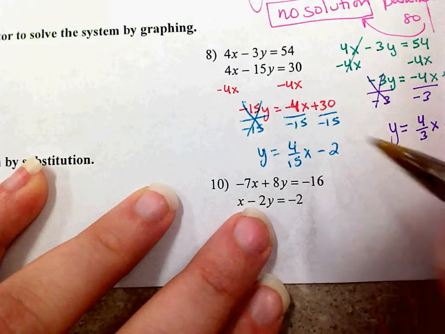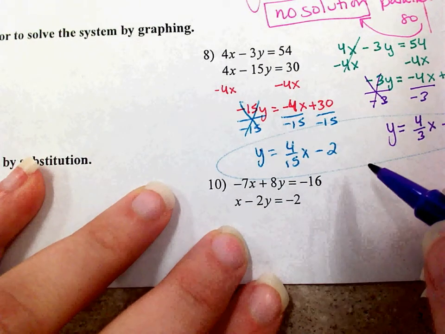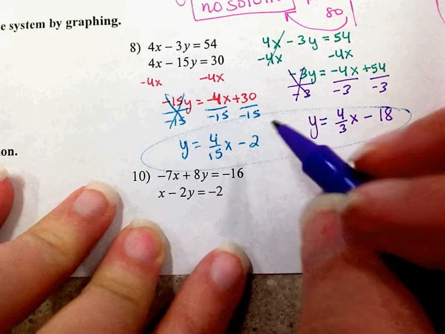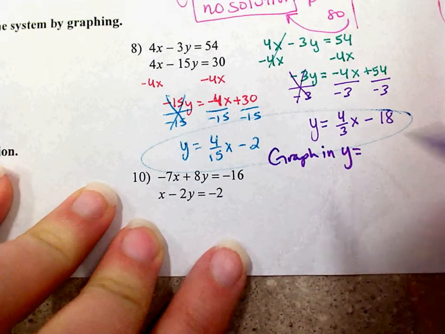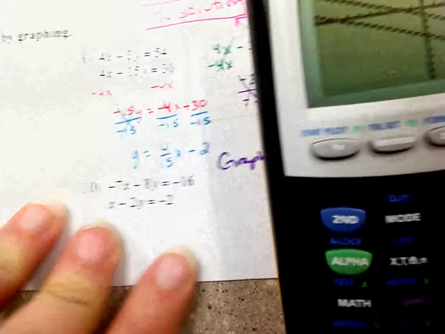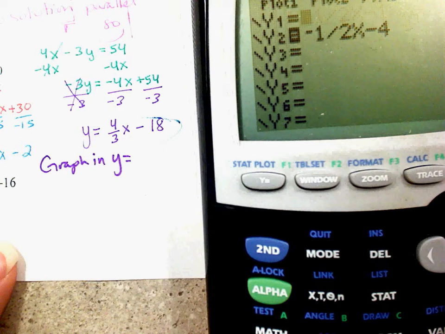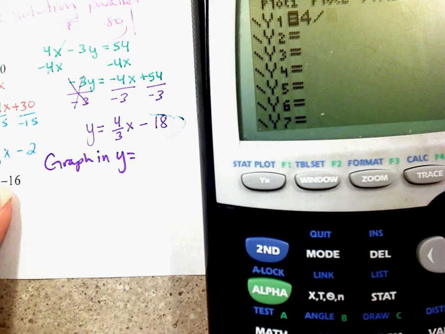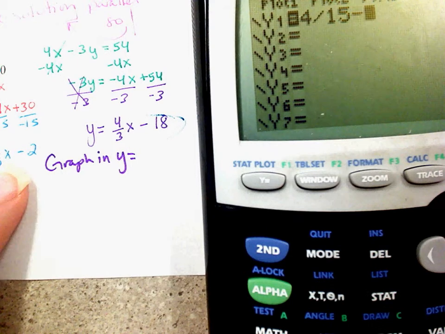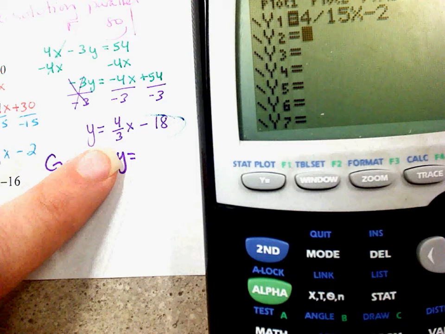Guys, what am I going to do with these two equations? I need to graph in y equals. So I'm going to go to my calculator. Y equals, clear, 4 divided by 15x minus 2. Oop, I forgot my x. And then 4 divided by 3x minus 18.